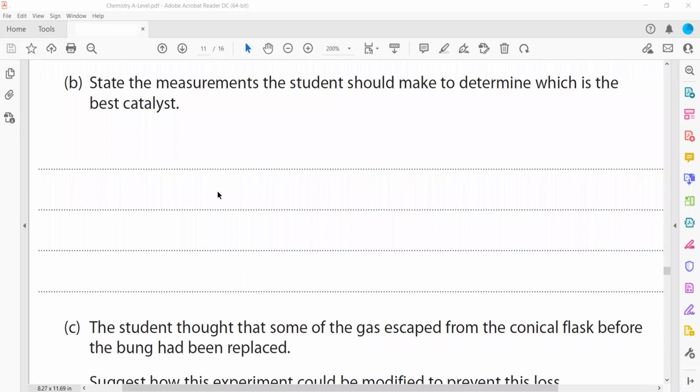State the measurement that the student should make to determine which is the best catalyst. If the student wants to know which is the best catalyst, how can he make sure? He should measure the volume of the gas given off in the time taken, or measure the volume of gas in a unit time.